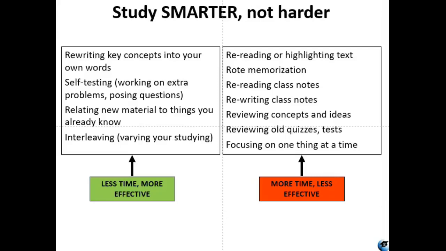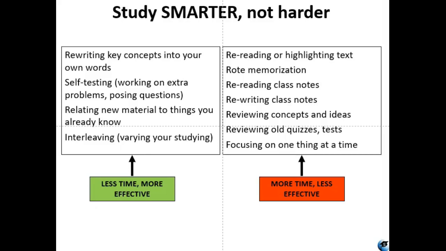Some tips for studying smarter, not harder. There is a lot of material in this course, and I just want to make sure that you understand that rereading, memorizing, rewriting, looking at old stuff, these are methods that were taught to you in K through 12 education, but they're not always the best. The problem is that they are all very time consuming.